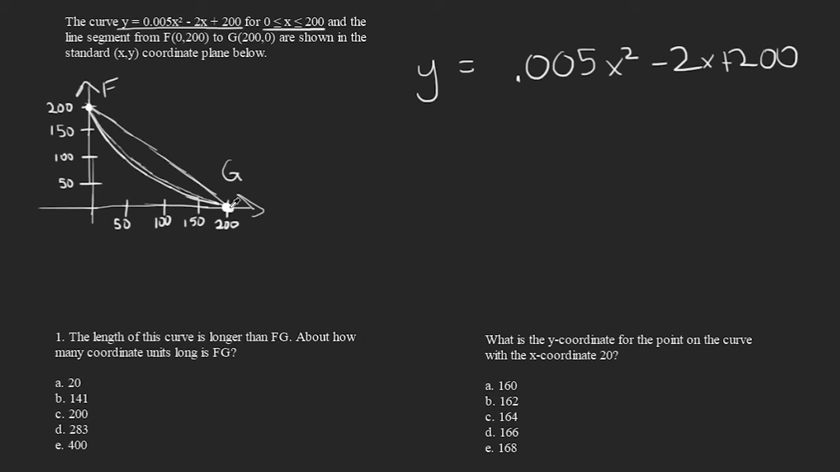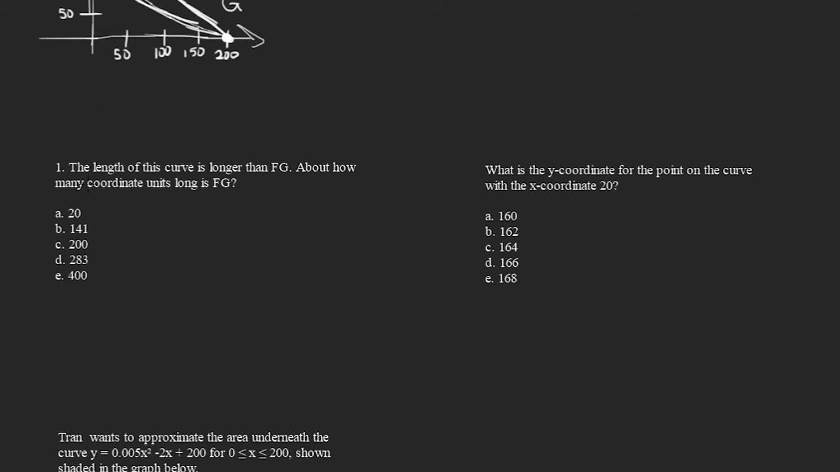They're kind of stating the obvious, as they often do. Really, the only important thing is the function. Okay, and then they give us a line segment from f to g. That's what this guy is. So there's the curve, and then there's the line segment, and then this is the function. That's all that we really need. Now we can jump into the first problem.